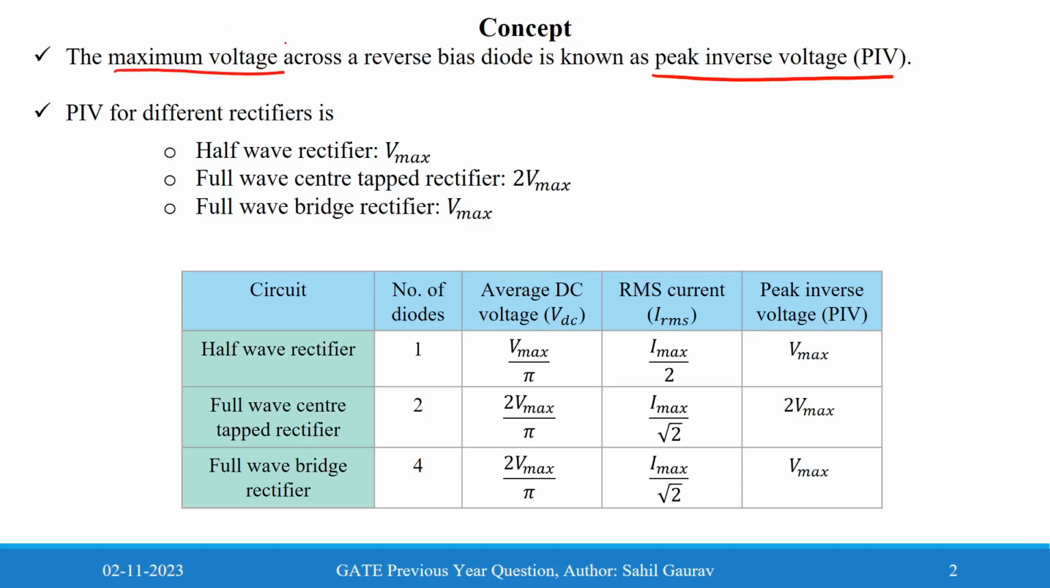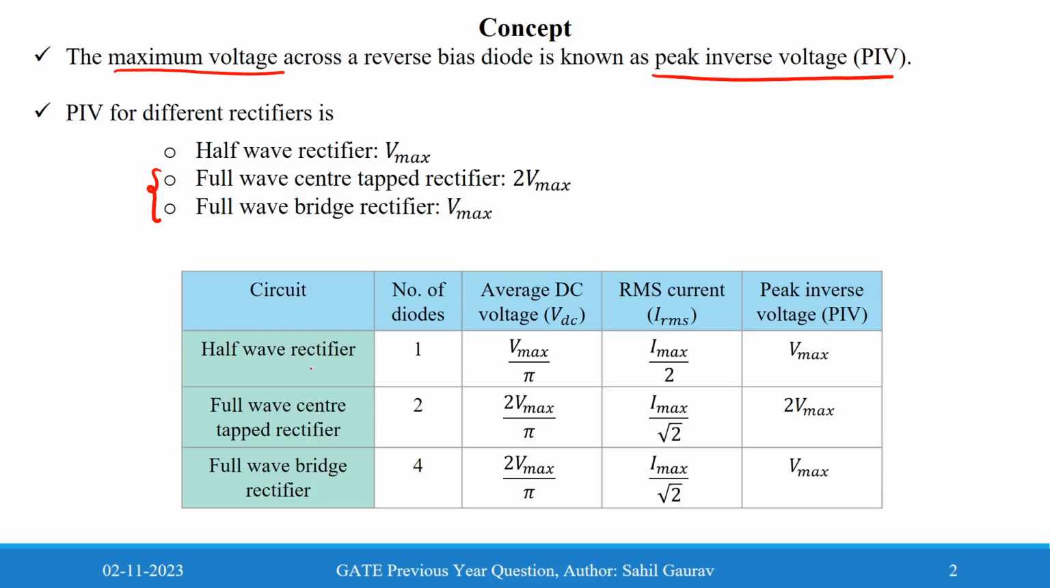Now, we know that rectifier is basically of two types. First one is half wave rectifier and second one is full wave rectifier. And again, full wave rectifier is bifurcated into two types: first one is center tap rectifier and second one is bridge rectifier. So both of these are full wave rectifiers.